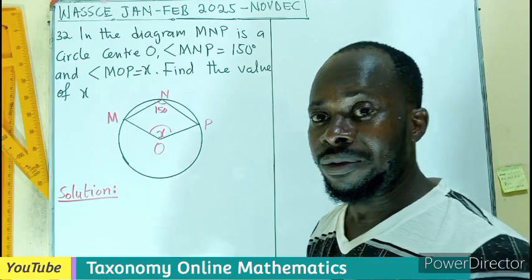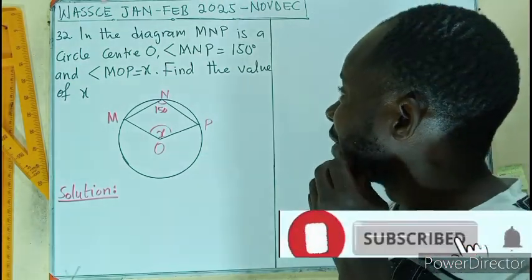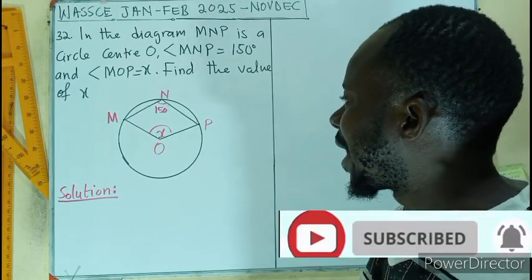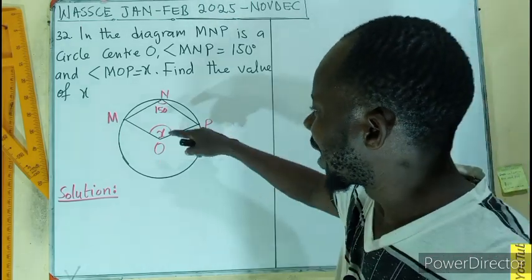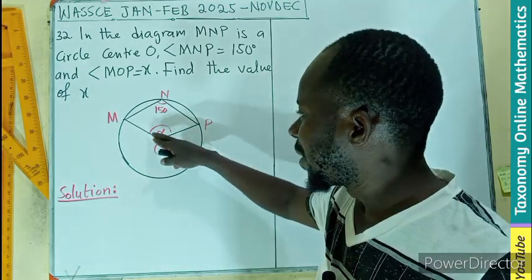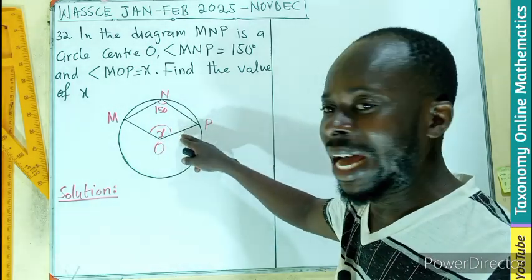Question 32 of 2025 February-January edition. The diagram is a circle with the center O. We are asked to find the angle at the center here. Remember, there are two angles here. We have the obtuse angle where the X is, and we have the reflex angle.